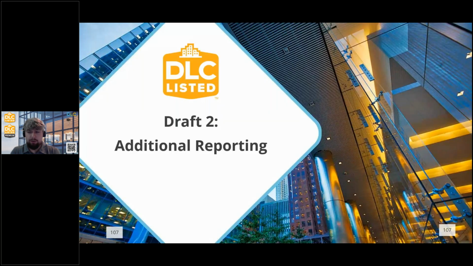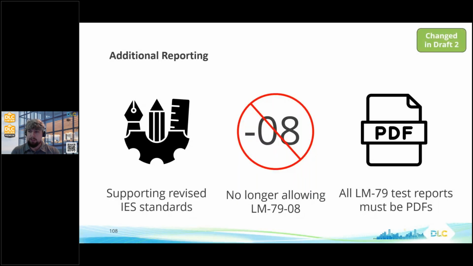So these were introduced in version 5.1 to ensure that the test reports that we're getting are up to date, following industry requirements, and not really piecing specific information, but getting all of it together. And version 6 adds on to that, continuing to support those revised IES standards and no longer allowing LM79-08. And further, taking the next step, that all of these LM79 test reports must be submitted in a PDF format with specific requirements for each of these different test reports and what information must be provided within them.